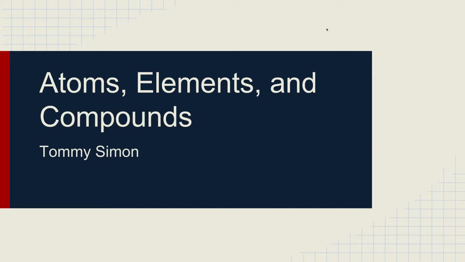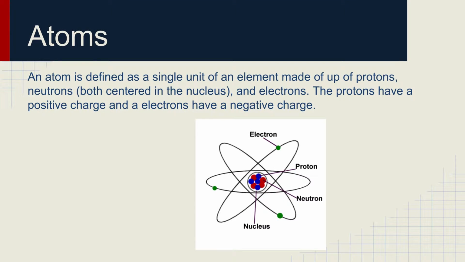Today we're going to be learning about atoms, elements, and compounds. Okay, first of all, atoms. They are the smallest unit of measurement that an object can have, and it's comprised of protons, neutrons, and electrons.